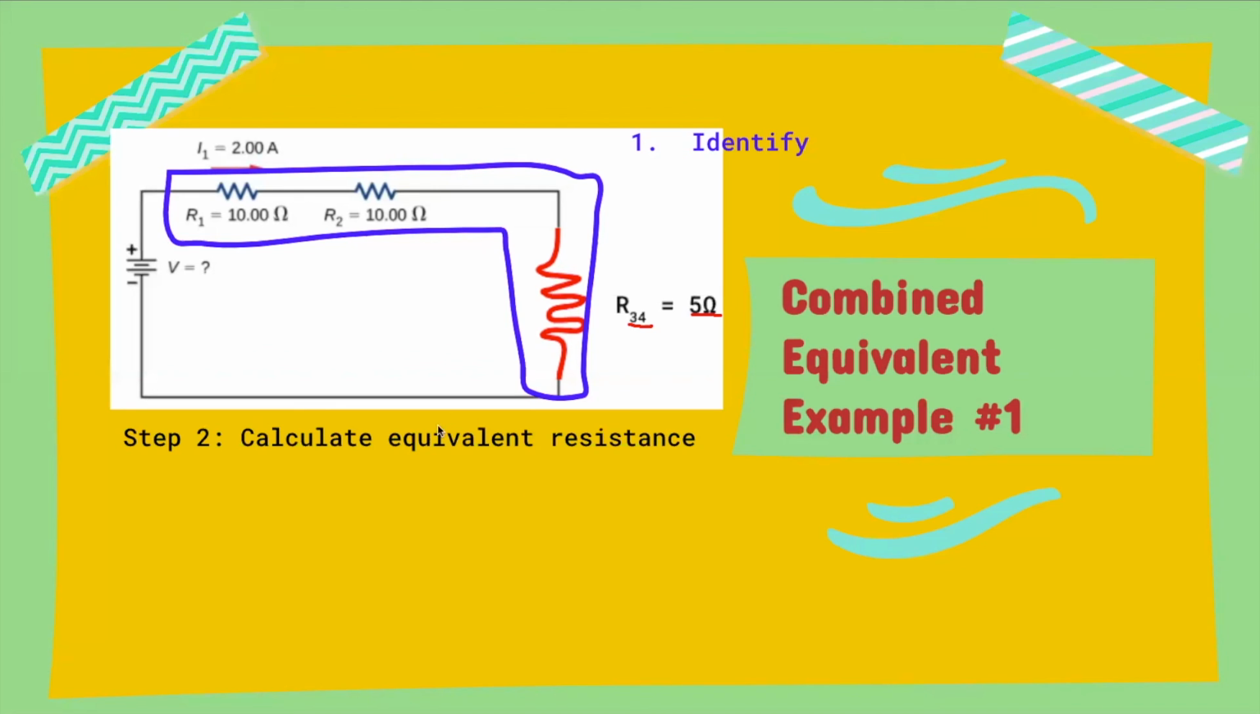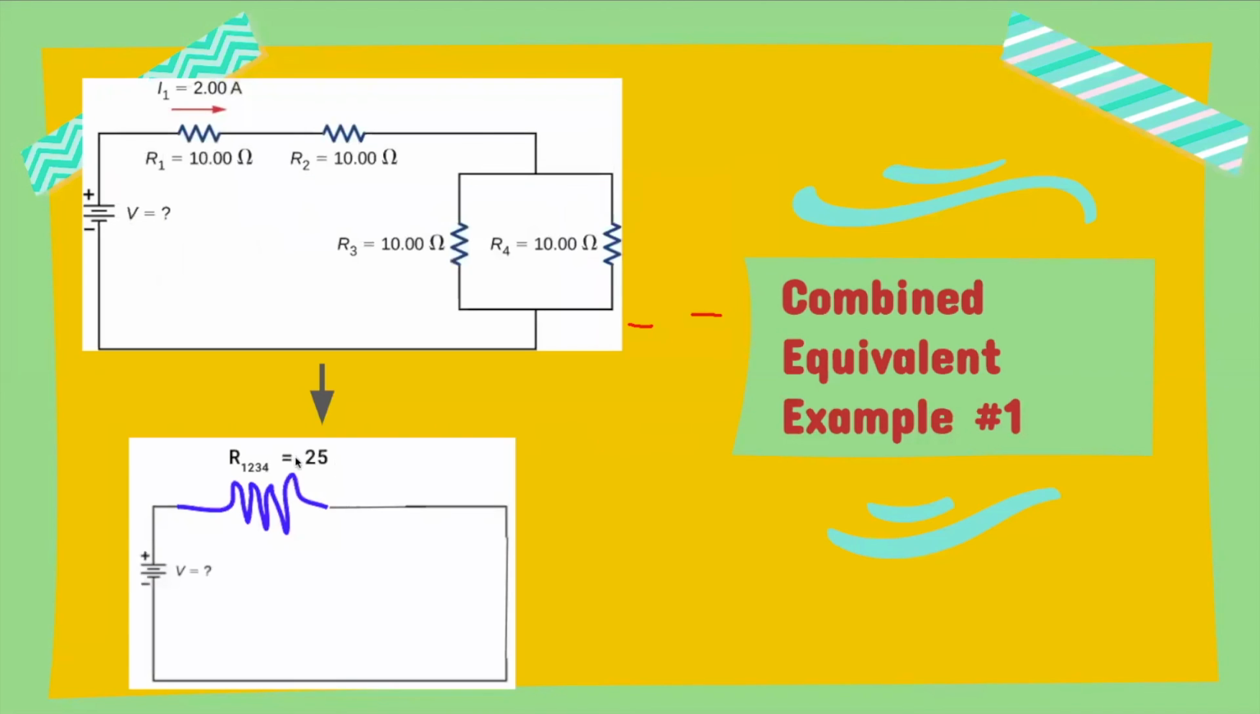Their equivalent resistance in series is 10 plus 10 plus 5, or 25 ohms. When I replace them in the diagram, this whole system acts like one blue resistor with 25 ohms of equivalent resistance. That's why we call it equivalent resistance, because these 4 resistors together act like 25 ohms. And this 1, 2, 3, 4 down here says that these 4 resistors are acting together like a single 25 ohm resistor.